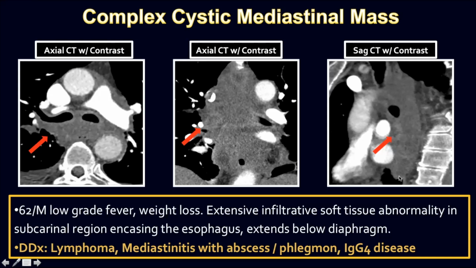And so based on the history and the imaging findings, we thought this could certainly be lymphoma. It could also be some sort of mediastinitis with abscess or phlegmon, and then also something rare like IgG4 disease.